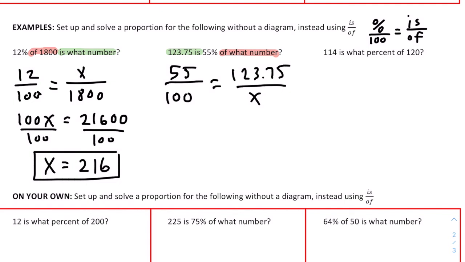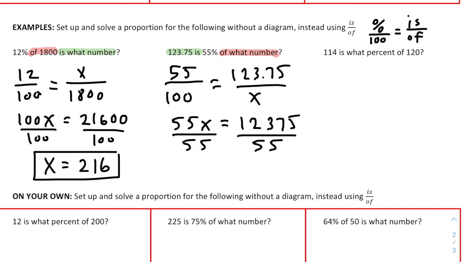All right, if we cross multiply, we have 55x equals, well, with 100, multiplying 123.75 times 100, we're just going to move that decimal 2 places. So grab a calculator if you need to, but it's 12,375. And then we'll divide by 55. We're going to need a calculator for this. 12375 divided by 55 is 225. So x equals 225.